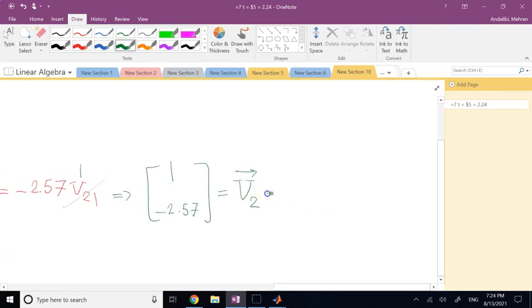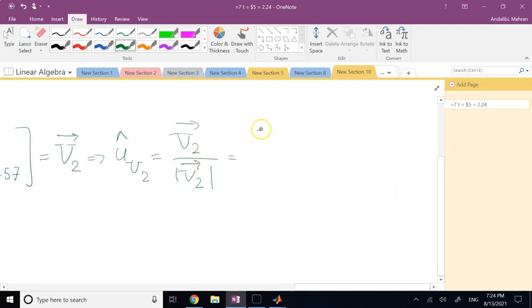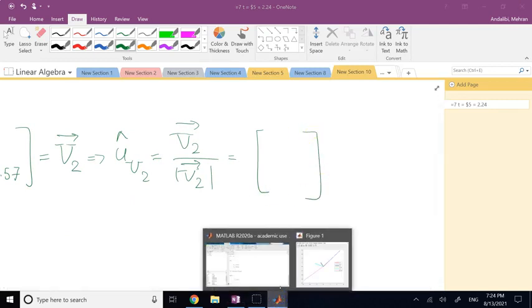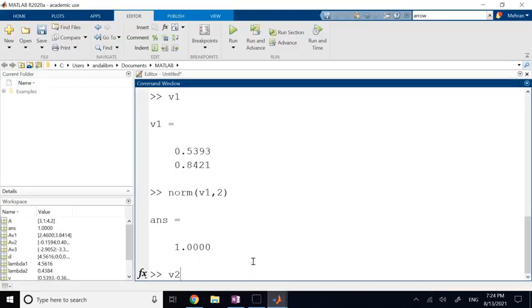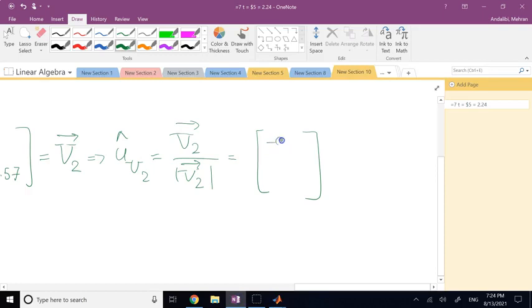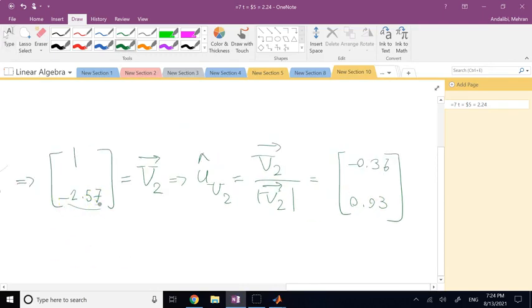And if you want, again, you can divide it by its magnitude and replace it with the unit vector, which is going to be vector V2 divided by the magnitude of vector V2, which if you do should get you what MATLAB gave me. Correct? So here V2 was -36 and 93, and the ratio between these two is again -2.57.